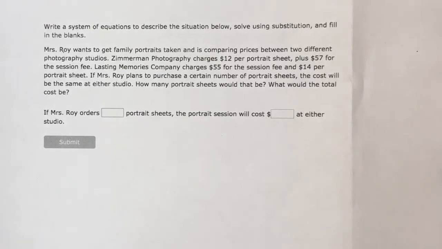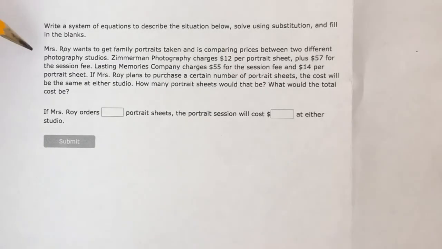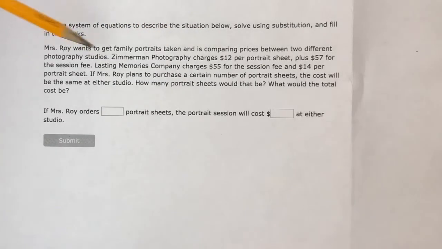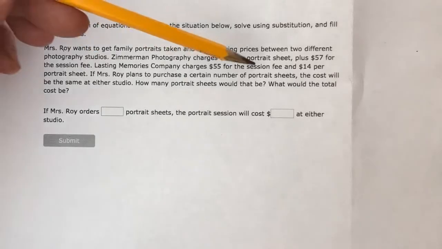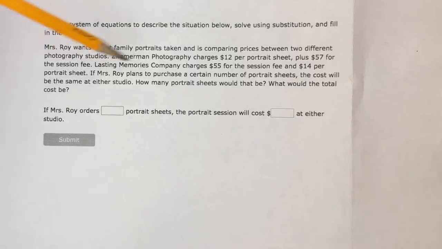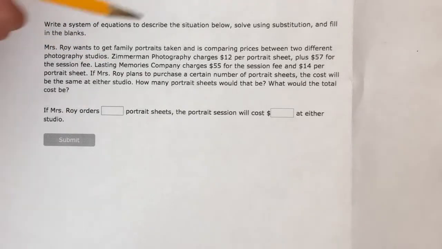This first problem here, as you can see, is Mrs. Roy wants to get family portraits taken and is comparing prices between two different photography studios. Zimmerman Photography charges $12 per portrait sheet, plus $57 for a session fee. Lasting Memories Company charges $55 for a session fee and $14 per portrait sheet. If Mrs. Roy plans to purchase a certain number of portrait sheets, the cost will be the same at either studio. How many portrait sheets would that be? What would the total cost be?